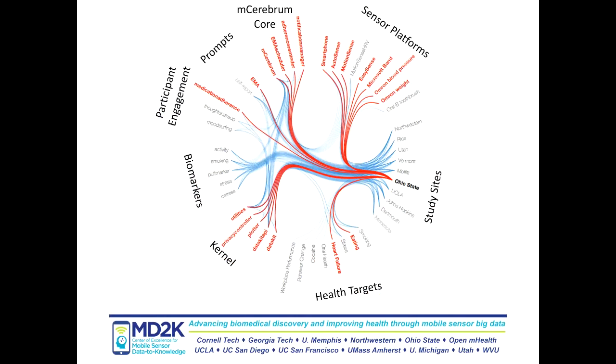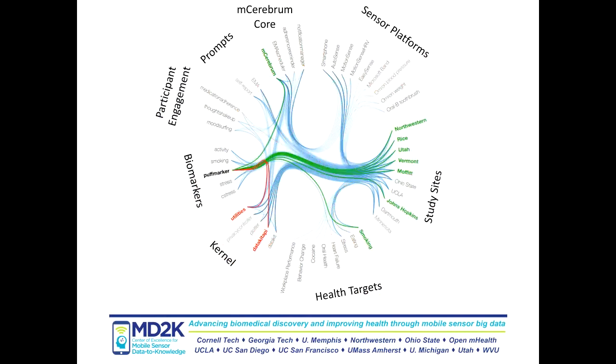There's another way to look at the relationships. Maybe we're concerned about a biomarker, puffMarker, for example. PuffMarker is used in various studies: Northwestern, Rice, Utah, Vermont, Johns Hopkins. And it uses some key capabilities. It uses the utilities and DataKit API components of the mCerebrum core. So this illustrates how all of the pieces interact with all of the others.